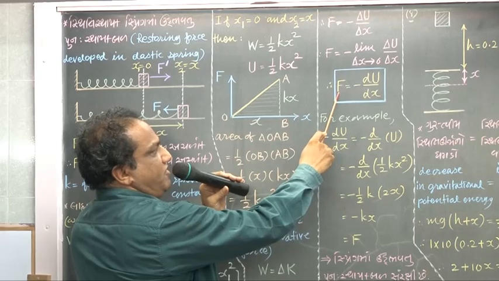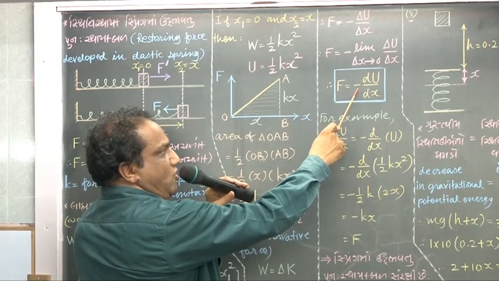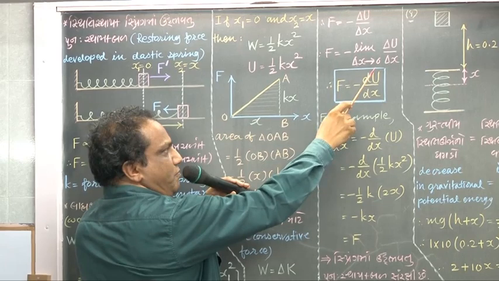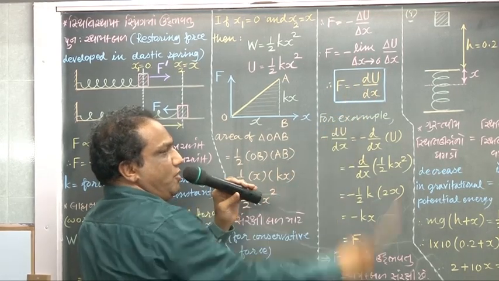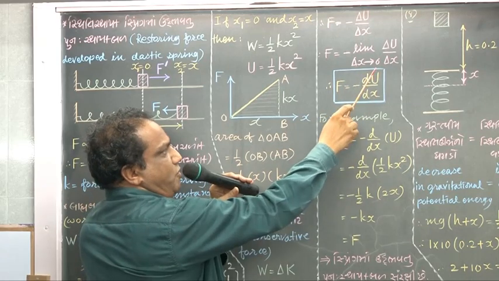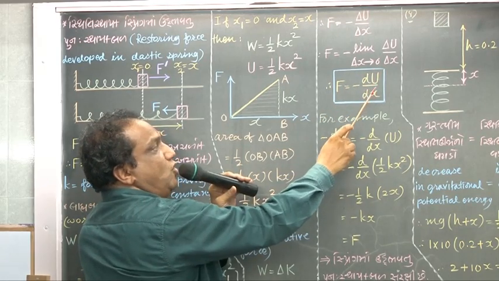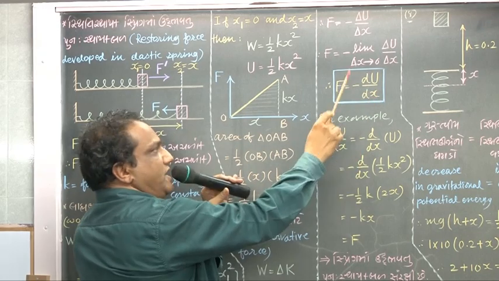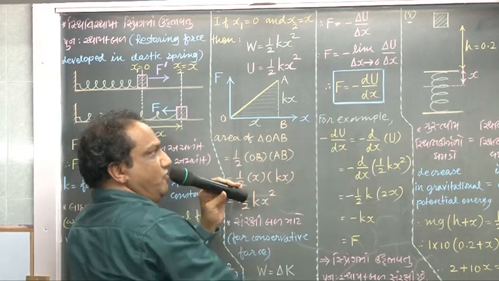Or you may say conservative force is equal to the negative value of the rate of change of potential of a body with respect to the position of the body. That gives you the conservative force.